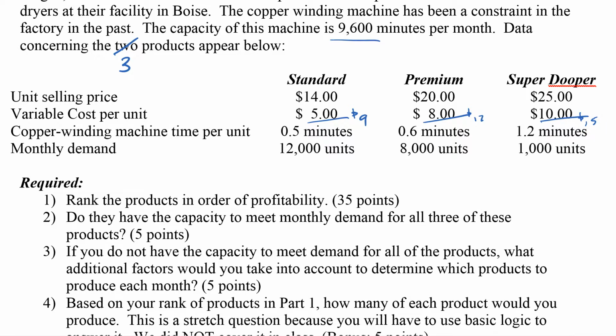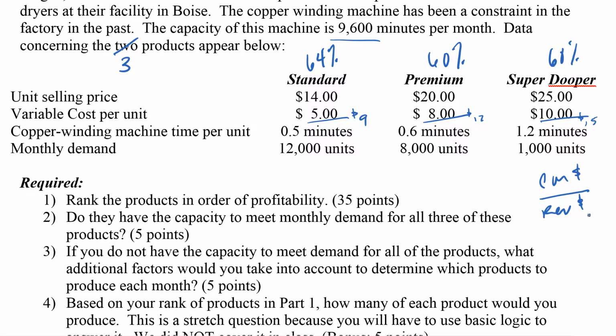And when we do that, we actually come up with pretty close numbers. The standard, the contribution margin ratio is 64%. The premium is 60, and the super duper is 60. And if you don't remember how to do that, it's contribution margin dollars divided by revenue dollars, or sales price.